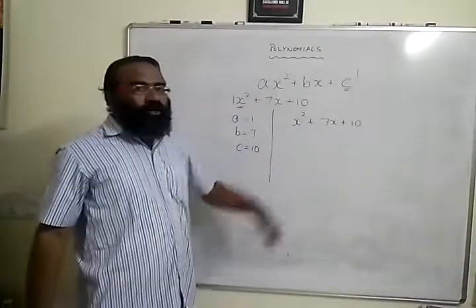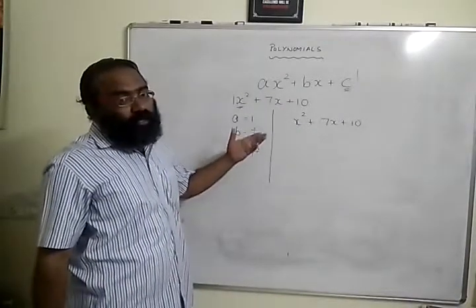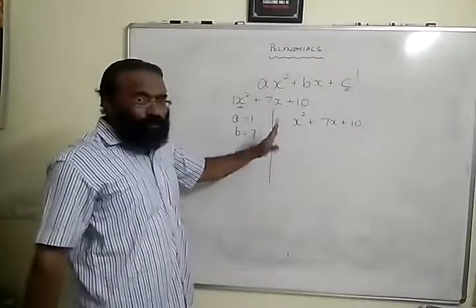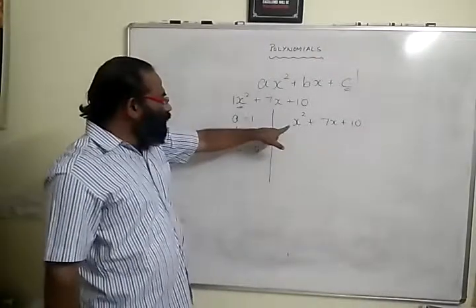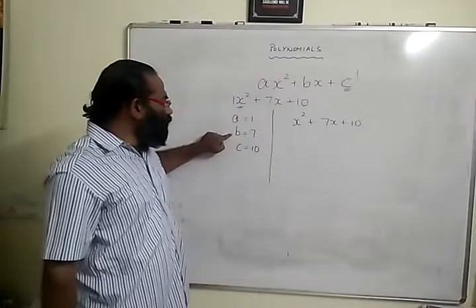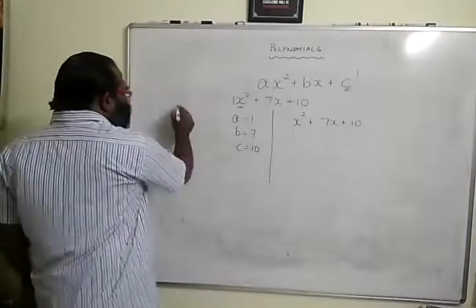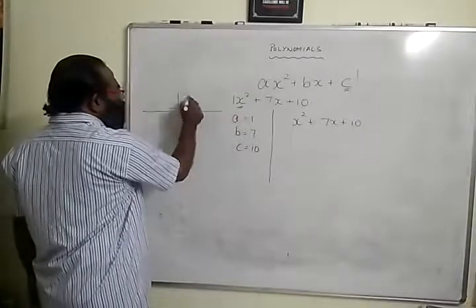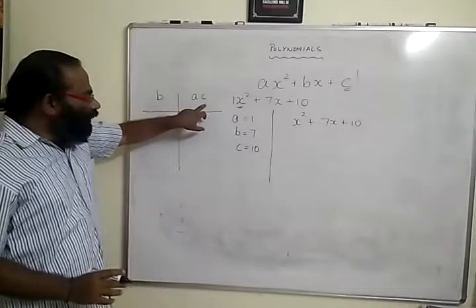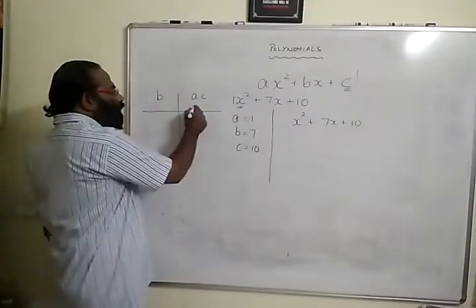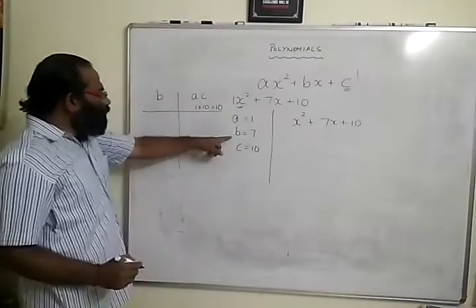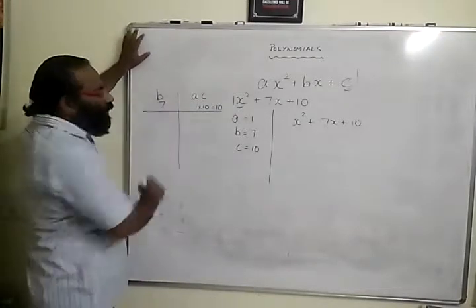So this is a quadratic polynomial, and if you remember the method of splitting the middle term. For those who don't remember, please listen carefully over here. Now a is equal to 1, b is equal to 7, c is equal to 10. So what you need to do is take a c and b. What is a into c? 1 into 10. That is nothing but 10. And what is b? b is 7.